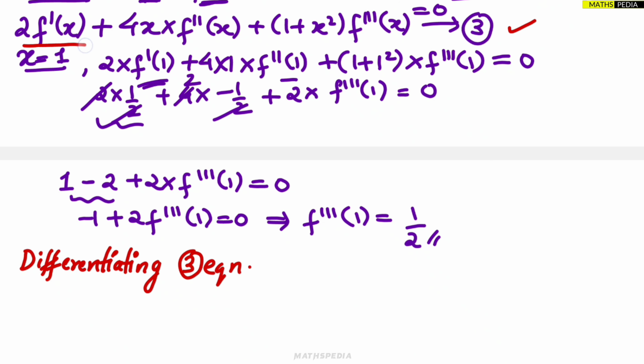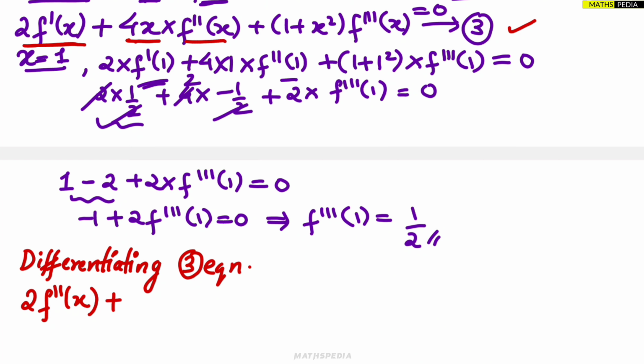So here, 2 into f dash of x differentiation. 2 is a constant, so you keep it as it is. f dash of x differentiation is f double dash, right? Second derivative. Now 4x is one term, this is another term. So two terms are there, functions of x, we have to apply what?